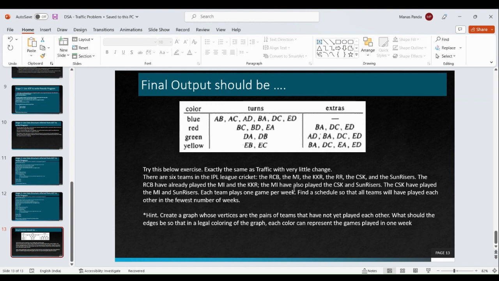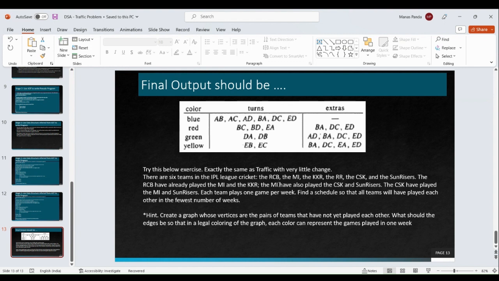Now I have put another question for your exercise. You can try it out. It is exactly the same. There are six teams in the IPL league cricket: RCB, MI, KKR, RR, CSK and Sunrisers. The RCB has already played MI and KKR. MI has already played CSK and Sunrisers, and CSK has already played MI and Sunrisers.